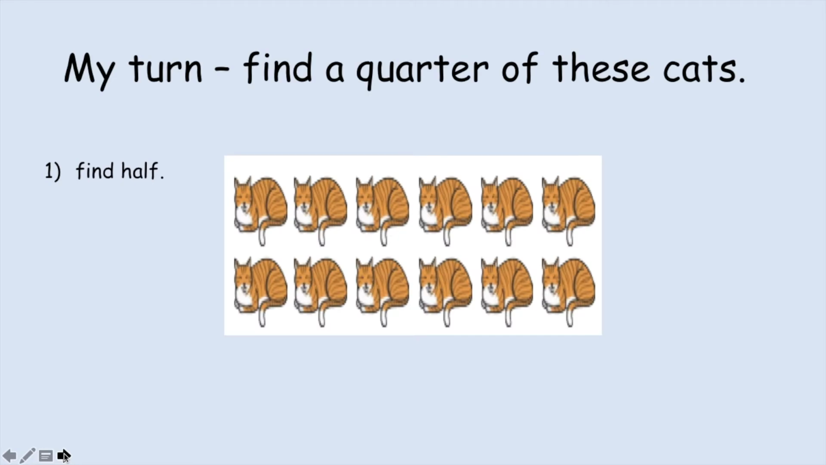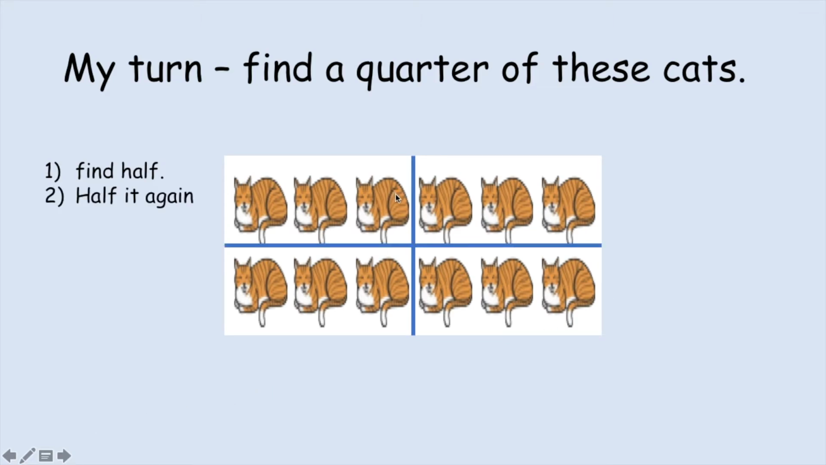Now, this is my turn. I am going to find the amount for a quarter of these cats. So what I'm going to do first is count them. 1, 2, 3, 4, 5, 6, 7, 8, 9, 10, 11, 12. So I have 12 cats. But it's quite hard to find a quarter straight away. So what I'm going to do is find what is half of these cats. So that means that I need to have 2 equal groups. So let's check that they are equal. 1, 2, 3, 4, 5, 6 and 1, 2, 3, 4, 5, 6. So I have found a half.